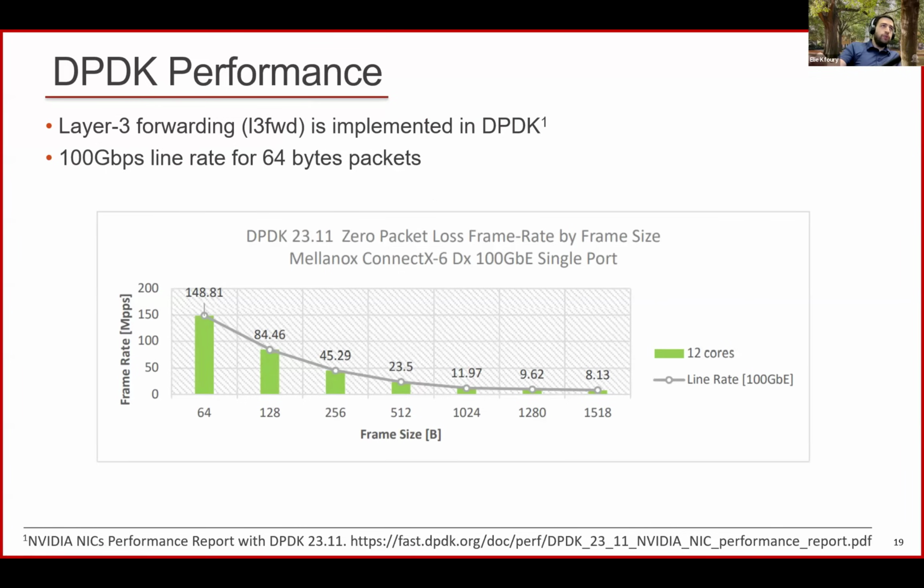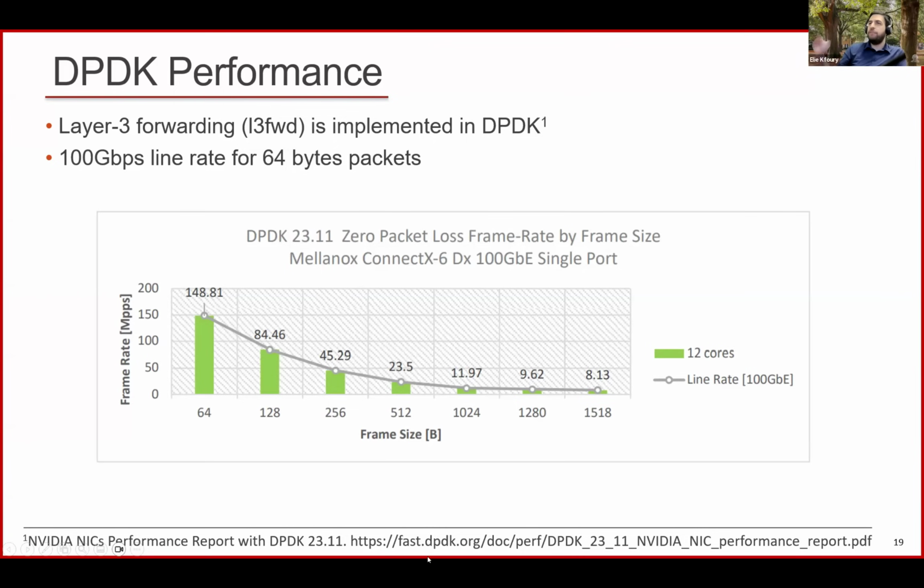Okay, so for the results that you see here, on the x-axis you can see the packet size. So 64 byte, 128, 256, all the way to 1518 bytes. And on the y-axis, you have the frame rate, so how many million packets per second we are processing. Okay, and here we are using network interface cards from Mellanox or NVIDIA. And you can see here, this is a report.